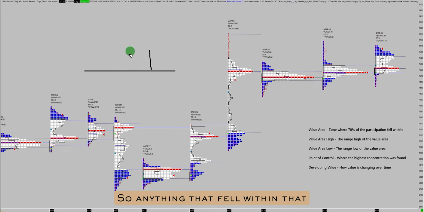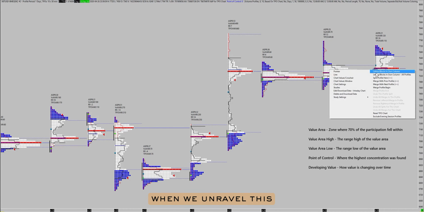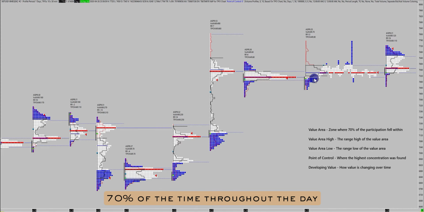Anything that fell within that, anything that was as close as possible to the center of that, would be considered more and more fair value, right? So this is what we really pay attention to. We pay attention to how we are rotating within that, how we are responding to the exteriors of that, and so forth. We're going to get further into that. So the value area is where 70% of the participation fell within.